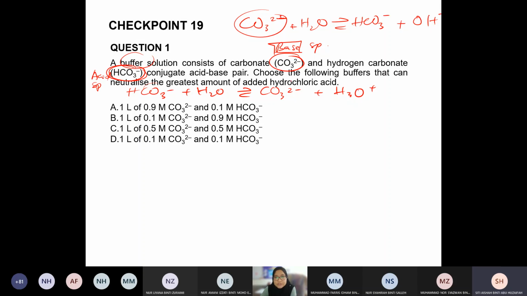So the question asks to choose the following buffers that can neutralize the greatest amount of added HCl. Added HCl will supply H3O+. Who has to counter the H3O+? The base. So in this case, which is the base? CO3 2 minus is the base. So which one do we choose? The answer just now was C.